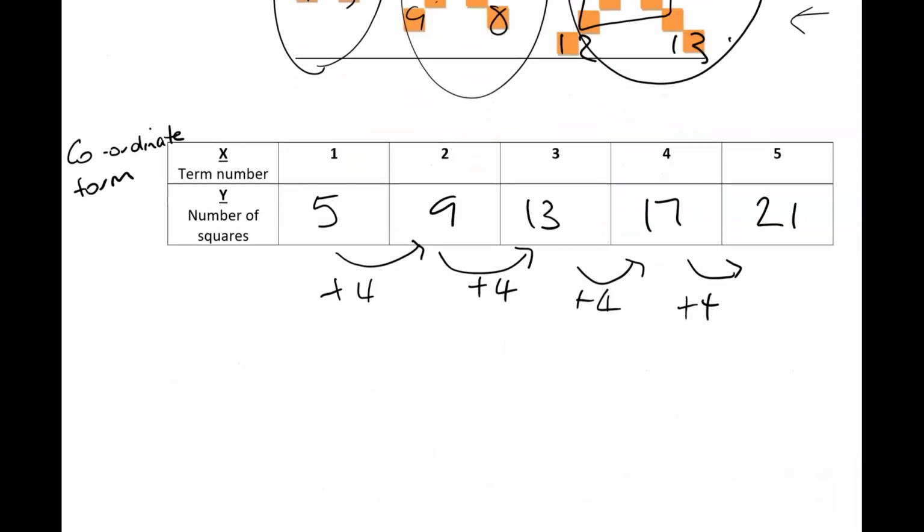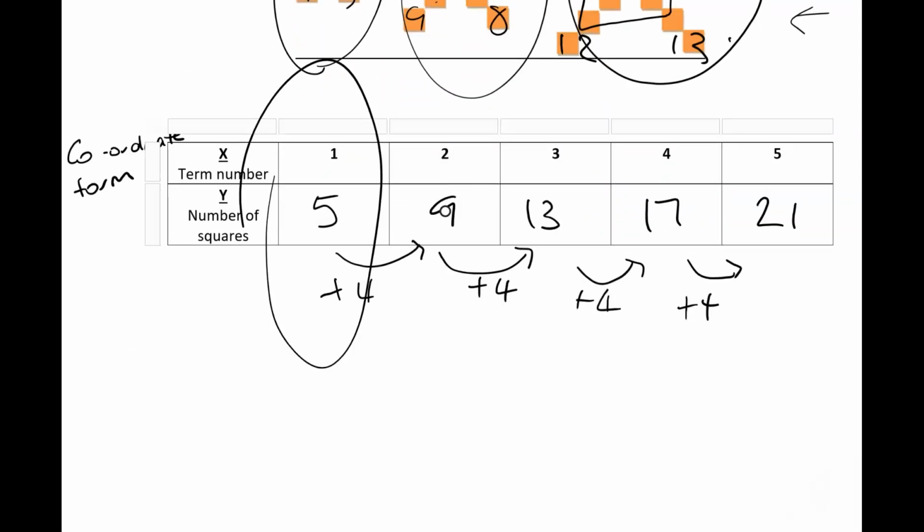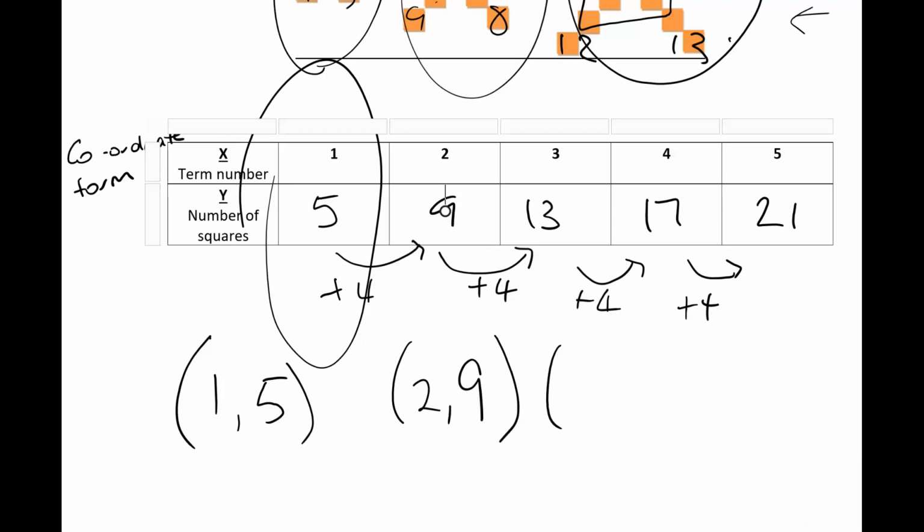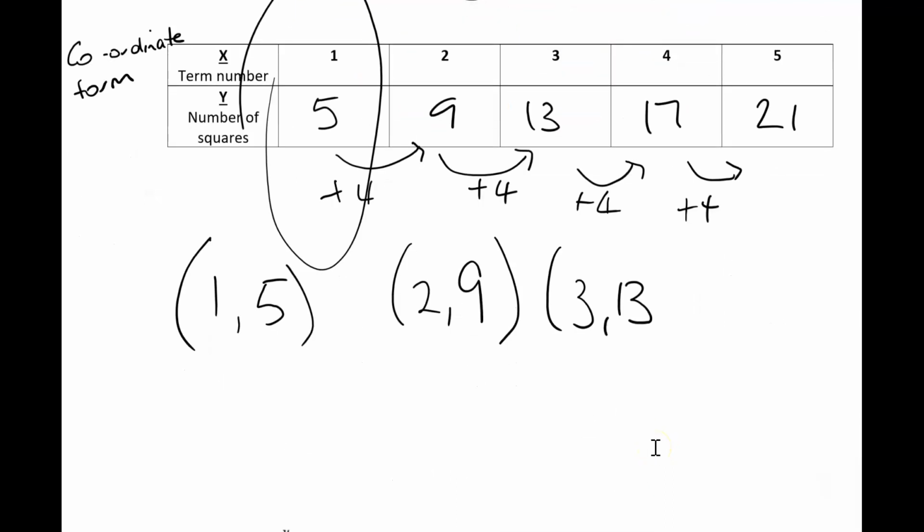We can represent each of these terms as coordinates. This would be 1, 5. The second one would be 2, 9. The third one would be 3, 13. And we can graph those points on axes.